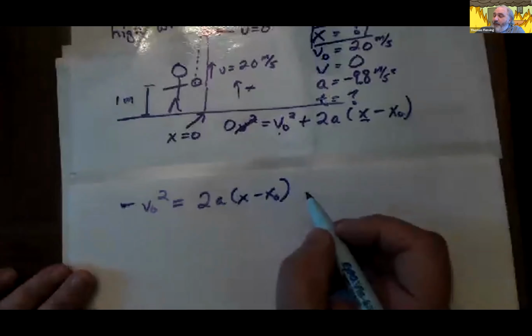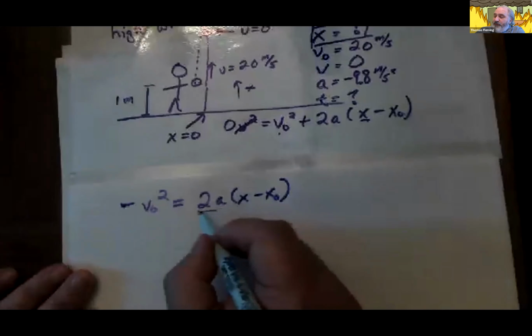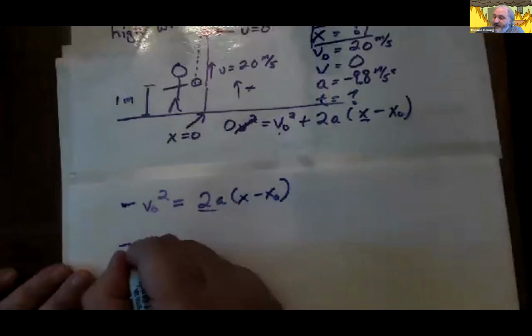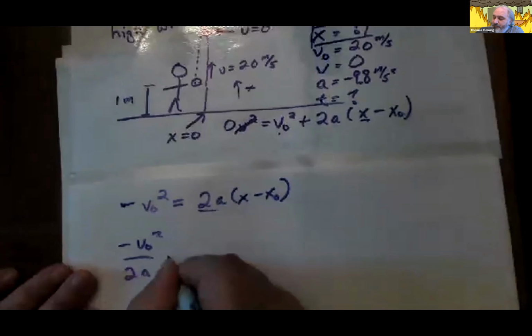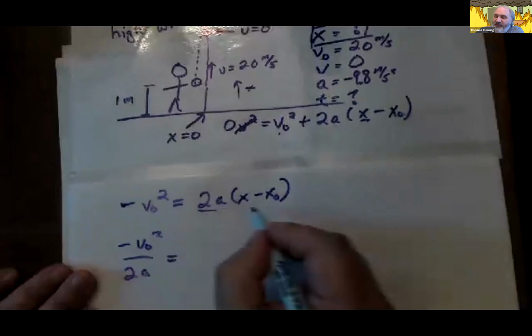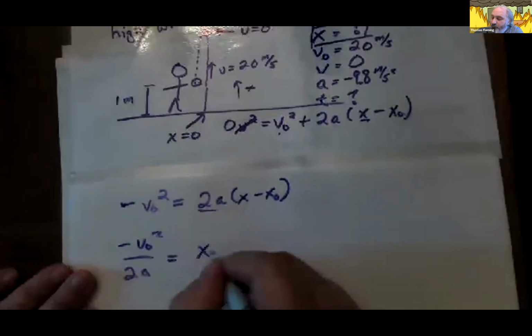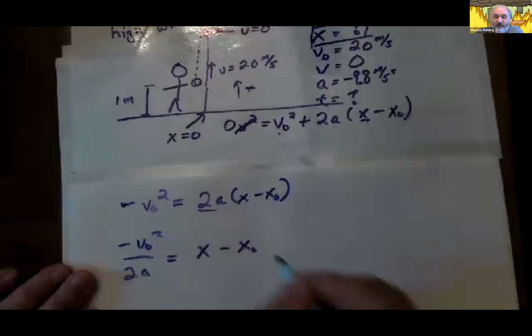Now I'm going to get rid of the multiplied stuff. Let's get rid of this. So I'm going to divide both sides by this. So I'm going to have negative v initial squared divided by 2a. And then once I've divided by this, I don't even need these parentheses anymore. I can just write x minus x initial.